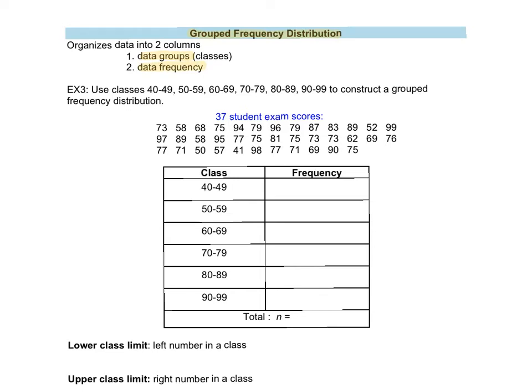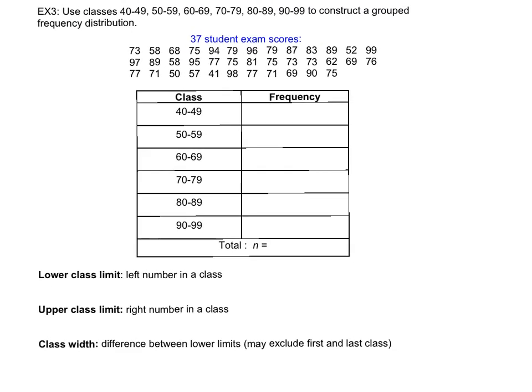Example 3, we're told to use these following classes: 40 through 49, 50 through 59, 60 through 69, and so on. And we're going to construct a grouped frequency distribution. So there's 37 student exam scores listed. What we're going to do is count up how many of these student exam scores were in the first class, which is the 40 to 49 class. So when I look at my list, do I have it? Oh, I have a 41 right here. So I have one student that scored in the 40 to 49 range, so the frequency is 1.